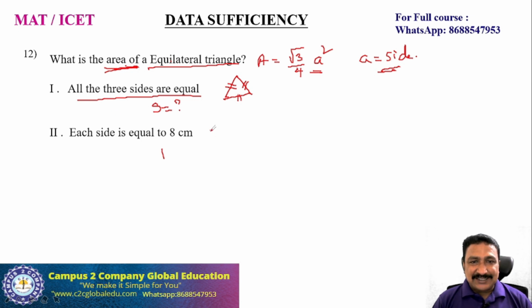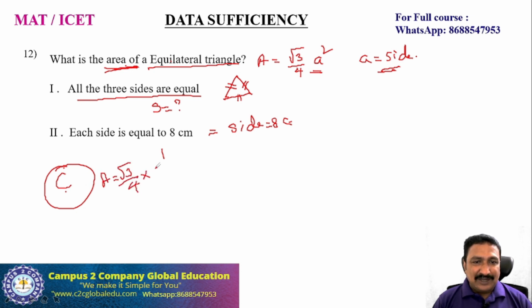Now look at the second statement. The second statement is each side is equal to 8 centimeters. So here they gave side is equal to 8 centimeters. Here also, students, some students will keep the answer as C. Why? Because all three sides are equal and each side is equal to 8 centimeters. So we can find it is an equilateral triangle. Area is equal to root 3 by 4 a square. So they will keep the answer as C. But this is the wrong answer.